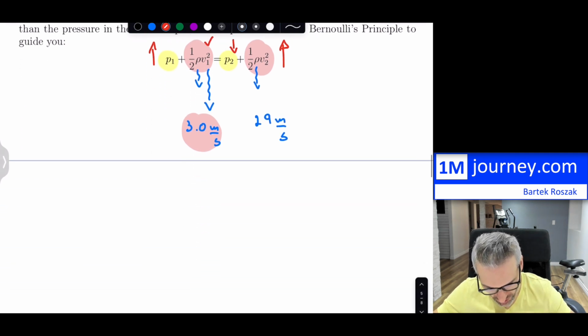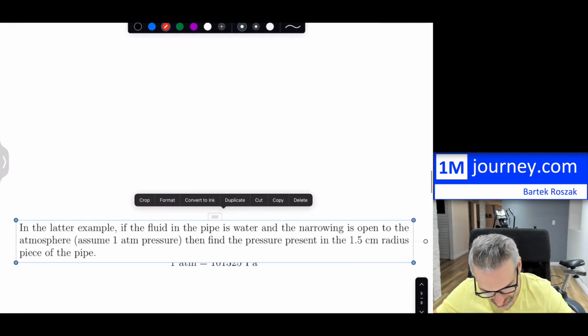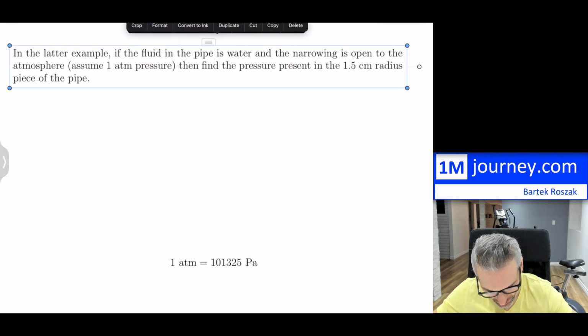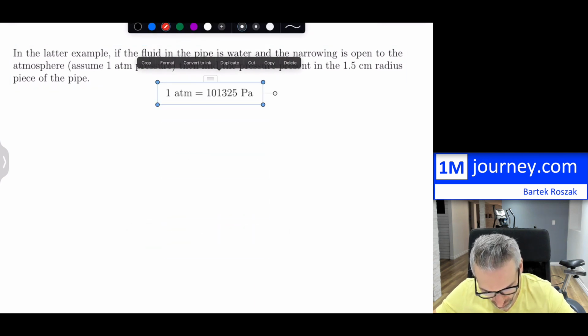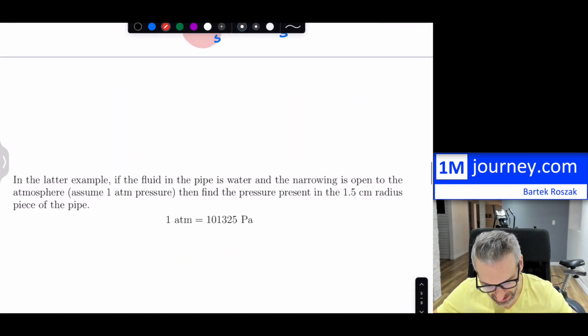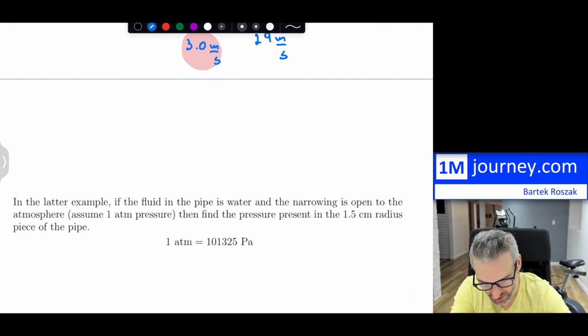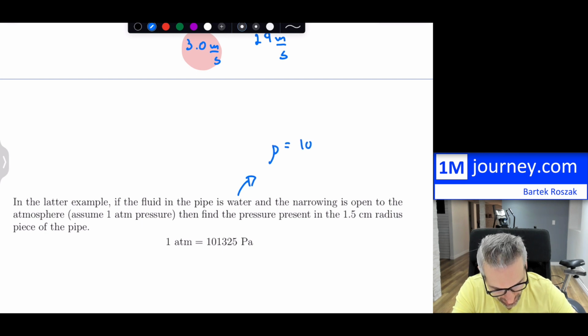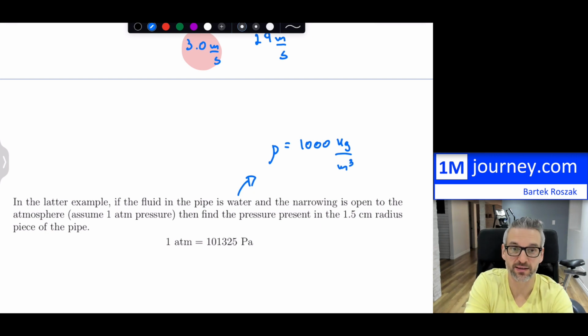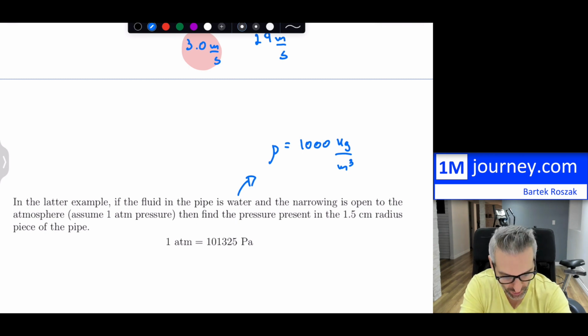Now, this also ties in to the last component, and this is the last example that I have for you, which is, in this example, if the fluid in the pipe is water, now the density of water is 1,000 kilograms per meter cubed. We typically assume that unless they give that to us. It changes depending on the temperature, but we'll assume that it's this.